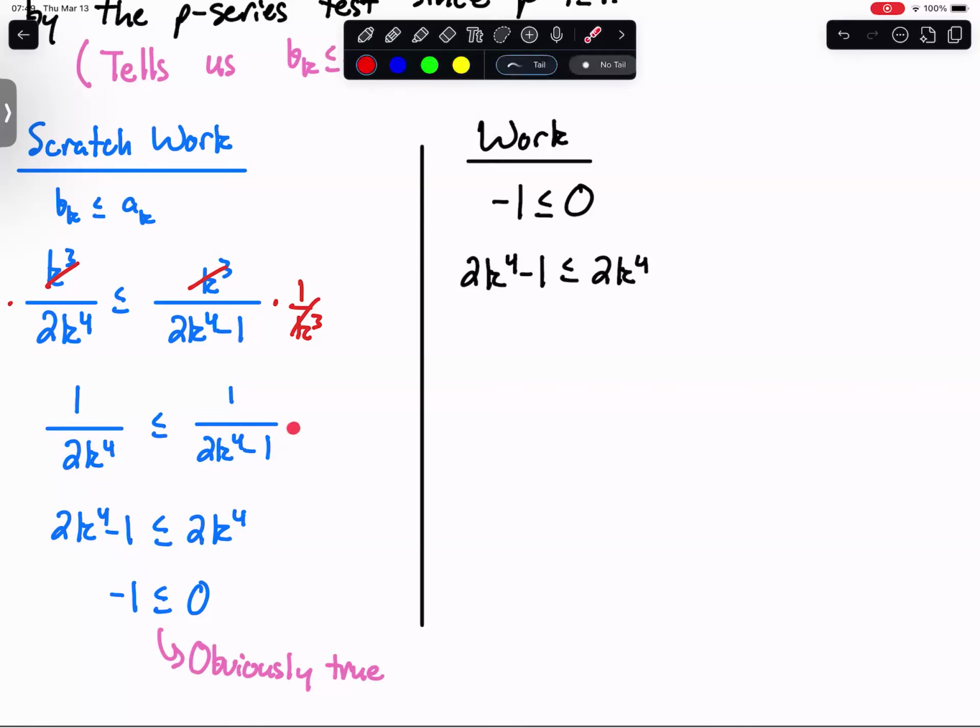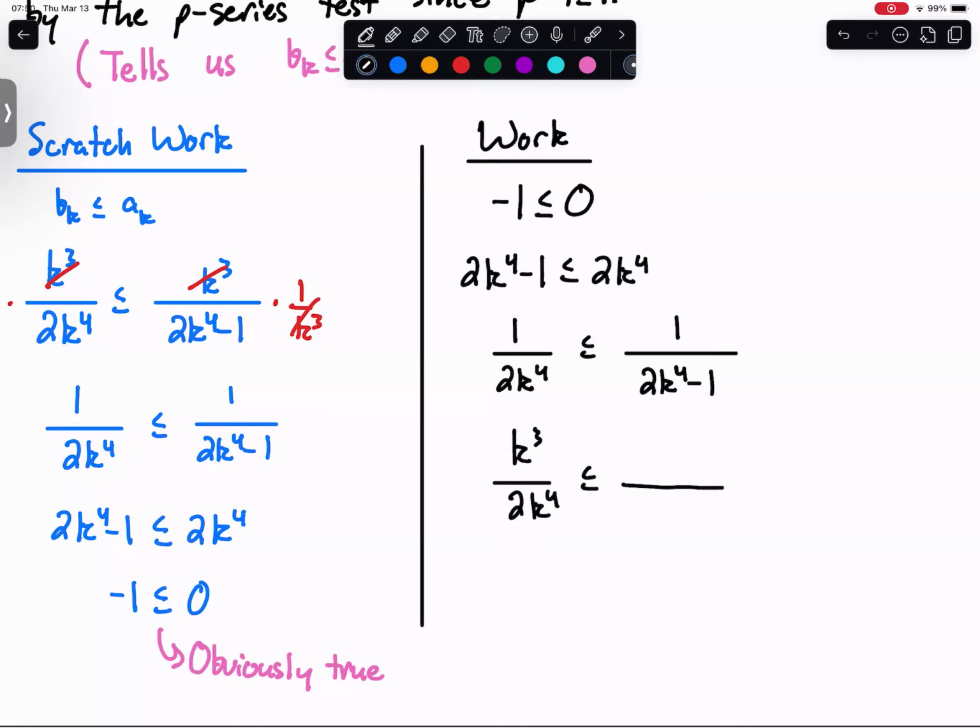If this is true, and I take the reciprocals on both sides of that inequality, I should get this again. So that must mean that 1 over 2k to the fourth must be less than or equal to 1 over 2k to the fourth minus 1. Let's go back to our scratch work. If this is true, the next line above in our scratch work has to be true. So I can multiply both sides by k cubed. Since k cubed is always positive, I am guaranteed that I do not change the order of my inequality here.